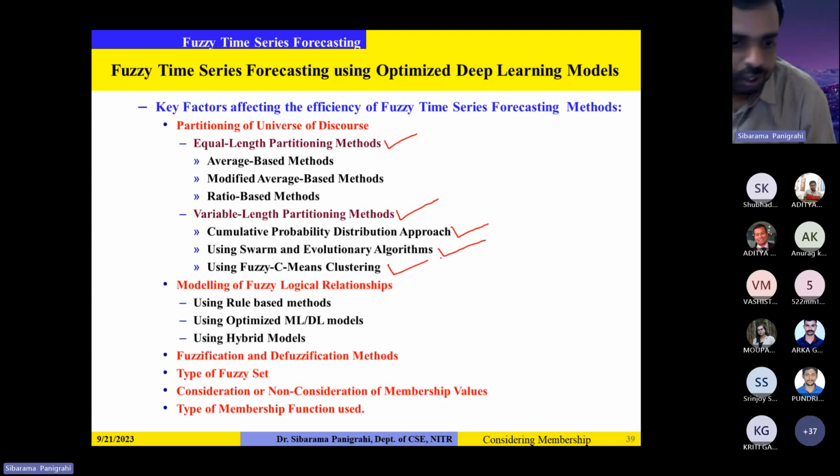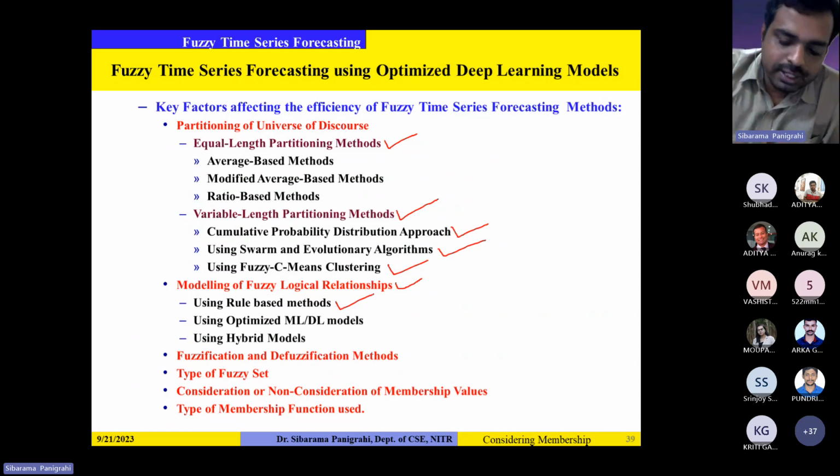Due to lack of time, I am not focusing on each aspect of this, but we have used all these things. And then there is modeling the fuzzy time series for fuzzy logical relationships. Traditionally the rule based methods are used. Rule based methods mean if the antecedent is this, the consequent is this. You have to define fuzzy rules and based on that you take decisions, right? Instead of that, nowadays machine learning, deep learning, and even the hybrid models I have discussed are used to model the fuzzy logical relationships and to predict the future values.